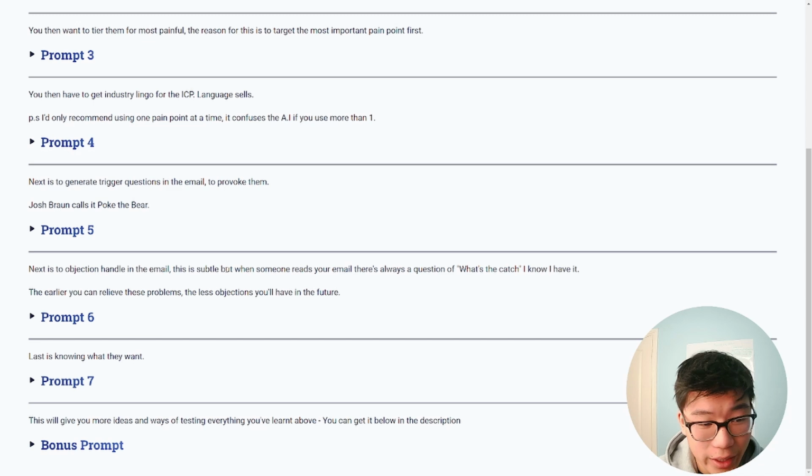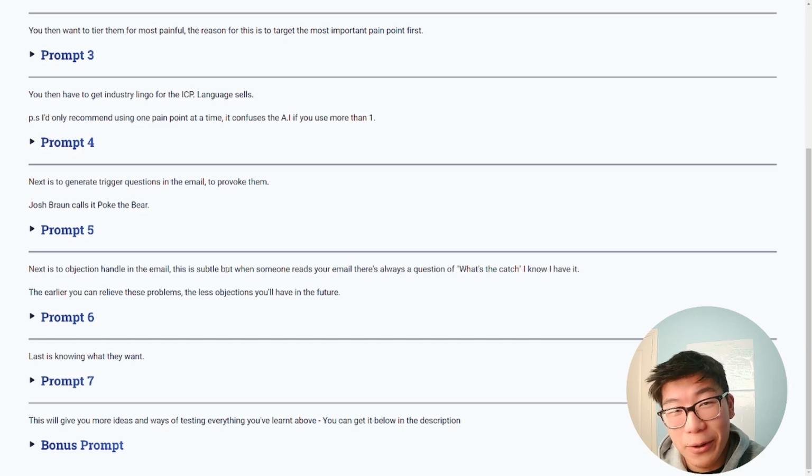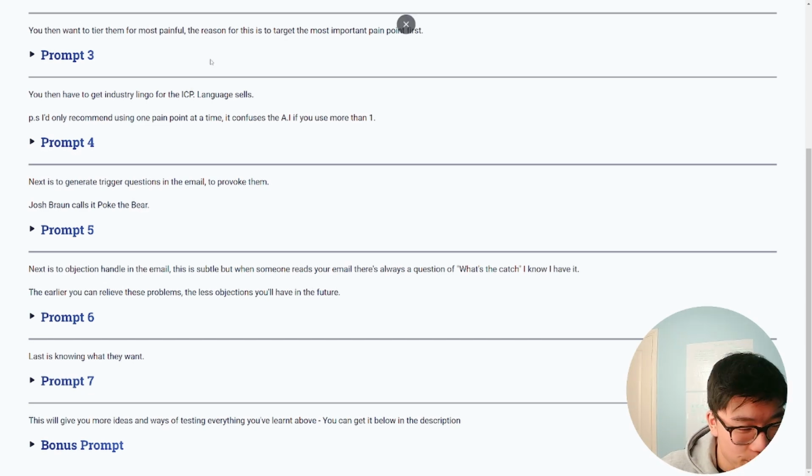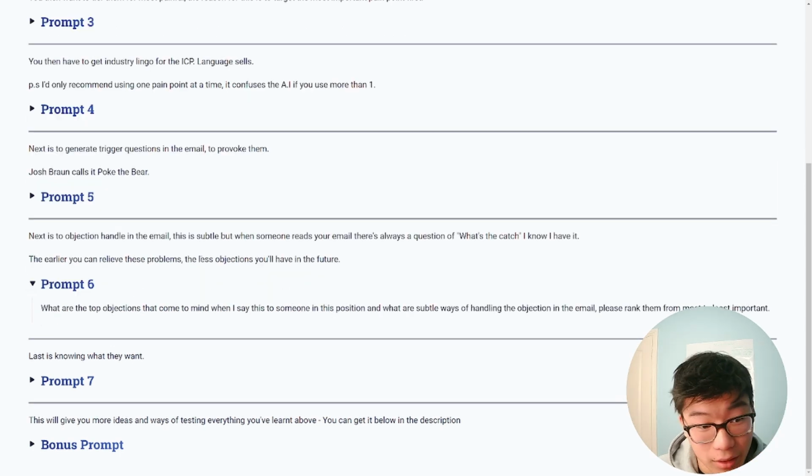And the earlier you can relieve these problems, the less objections you have in future. This is the basics of the sales process. I'm no professional salesperson, but I know the sales process works like that. Remove the objections before they come up. So it's the same in an email.